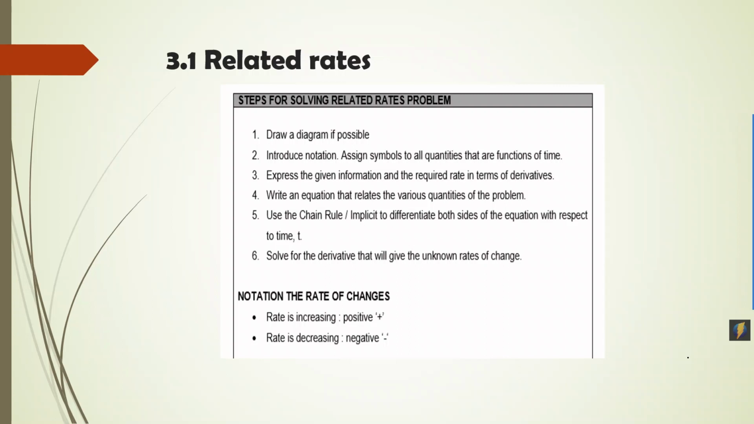Okay, steps for solving related rates problems. First, draw a diagram if possible. Second, introduce notation, assign symbols to all quantities that are functions of time. Third, express the given information and the required rate in terms of derivatives. Fourth, write an equation that relates the various quantities of the problem. Fifth, use the chain rule or implicit differentiation to differentiate both sides of the equation with respect to time t. Sixth, solve for the derivative that will give the unknown rate of change.